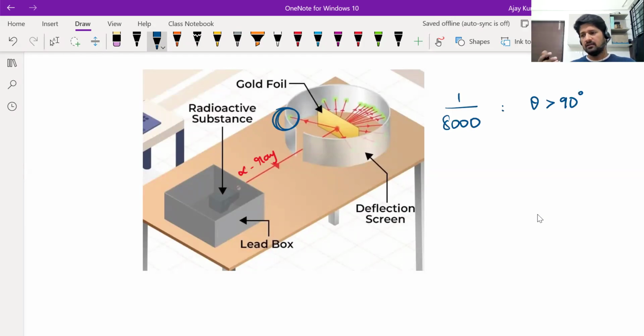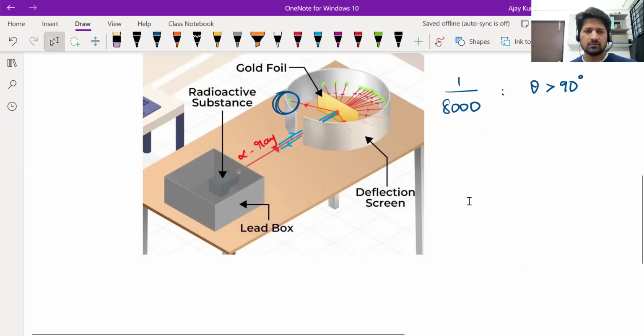And very, very few, about 1 in 10,000 or maybe even less than that number of alpha particles were found to retrace their original path. Retracing the original path means going straight towards the gold foil and coming back along the same path. A very, very small fraction of alpha particles was found to do that. Most of them passed without deviation, very few passed with significant deviation, and an even smaller fraction undergo a deviation of 180 degrees.